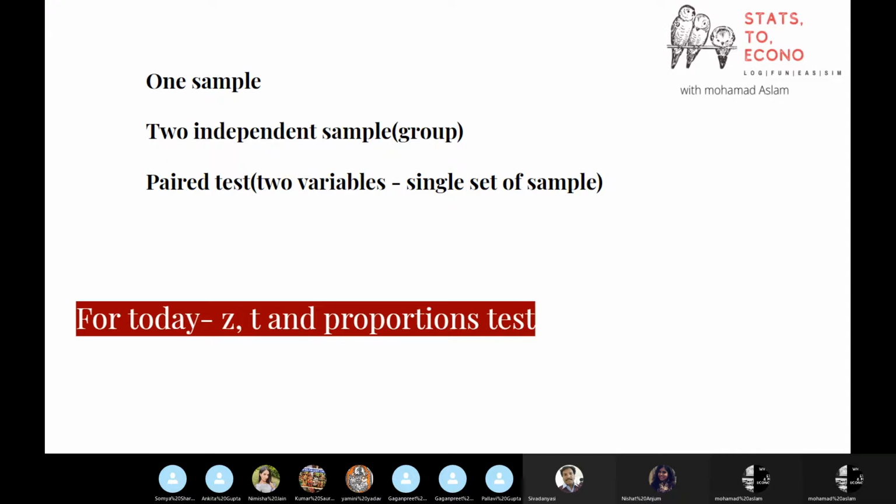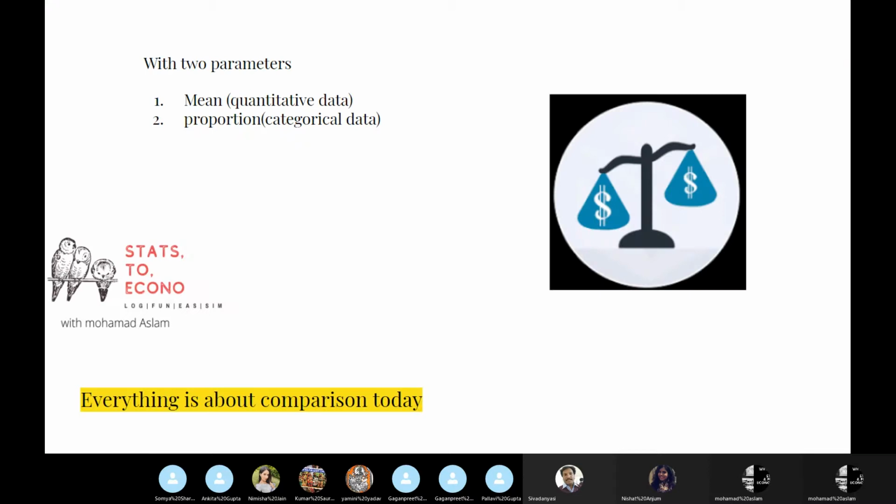Now we will cover these 3 cases: one sample test, two independent sample test, the case of group studies, and paired test where we compare 2 different variables but out of a single set of sample. So we will do these 3 types of hypothesis testing for Z, T, and proportions. You have to identify when you have to apply Z, when you have to apply T test, and how you apply proportions test and what this proportion test is about. So let's start with the first case.